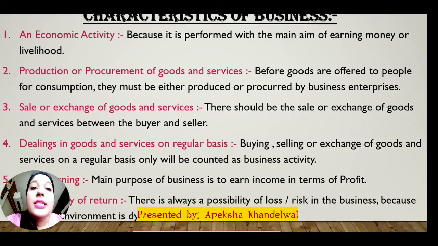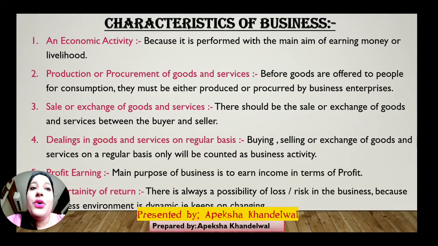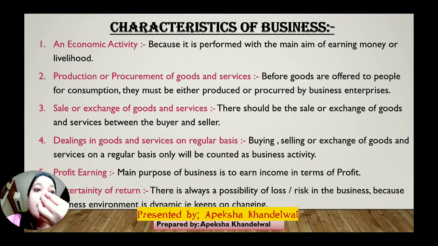Next one is sale or exchange of goods and services. Now see, whenever we are doing production or procurement of goods, we are not doing it just to fulfill the task. Our task is to sell it and to earn the maximum amount of profit. So there should be the element of sale or exchange of goods and services between the buyer and the seller.